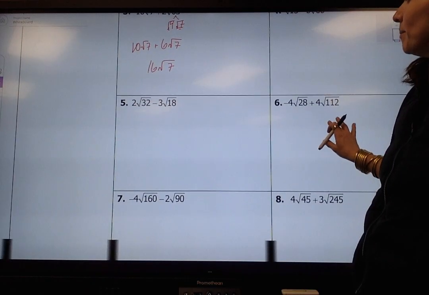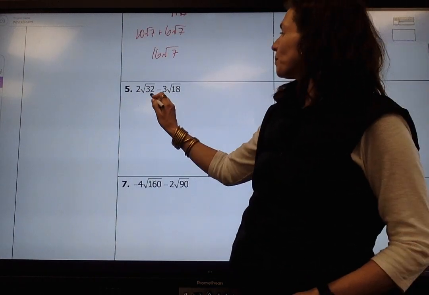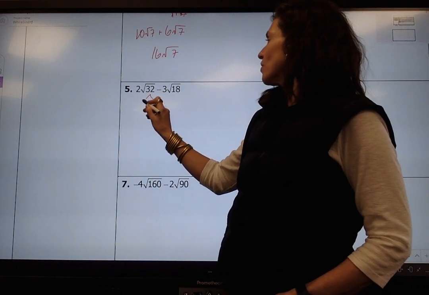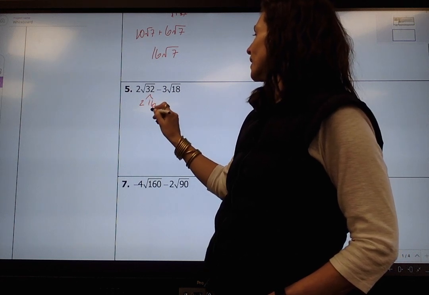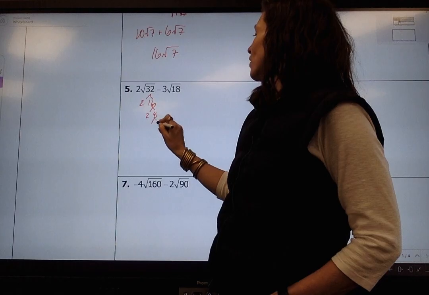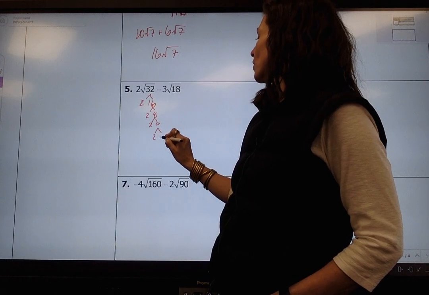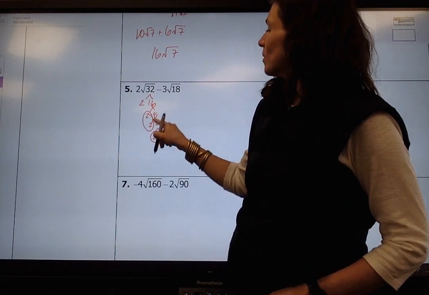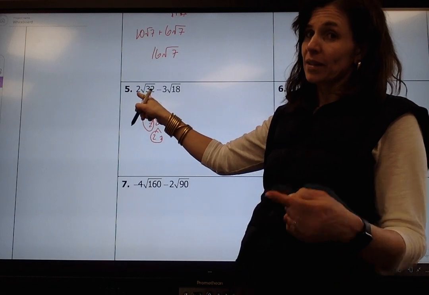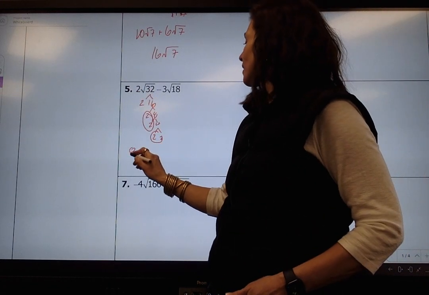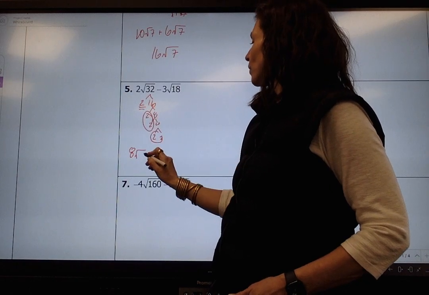Okay, let's look here. So this is 2 and 12, 16, 2 and 8, 2 and 4, 2 and 2. So I can take 2 sets of 2 out. So that's 2 times 2 times 2 outside. And that gives me 8 square root of 2 left over.